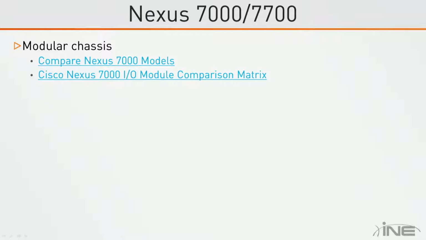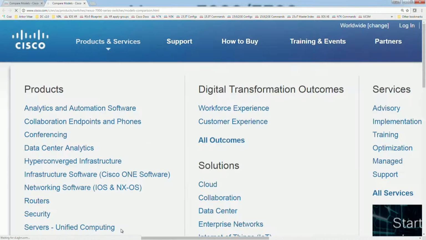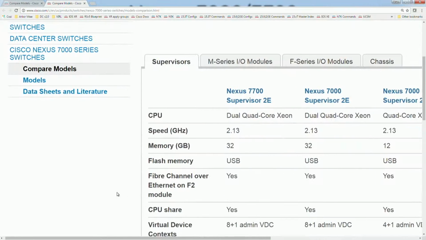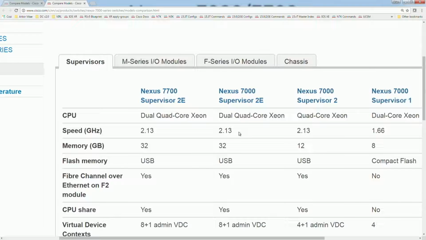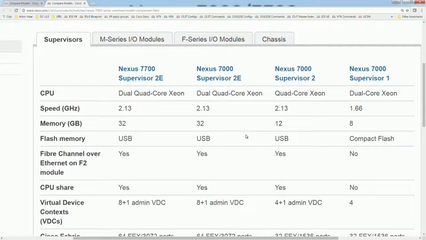Okay, in our particular case, when we look at the 7K models, and then we look at the supervisors and then look at the line cards, in our particular case, we're going to be using a Nexus 7K with supervisor 2E, which is the current version.